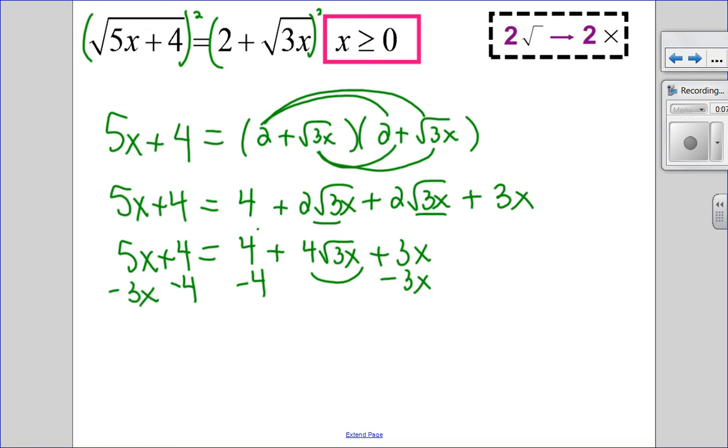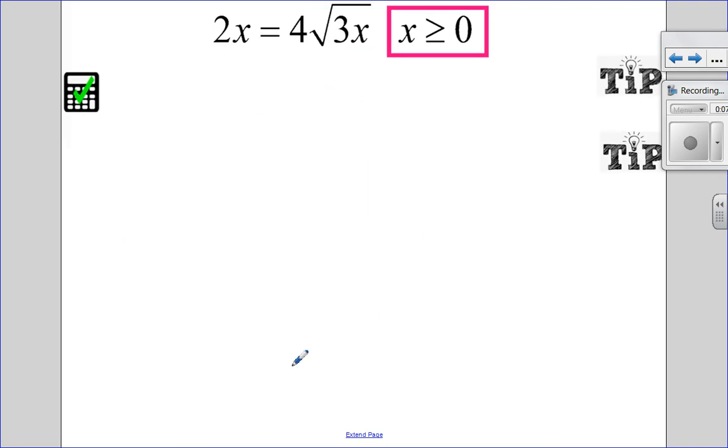So 4 take away 4 is 0, 3x take away 3x is 0. I'm left with just 4 root 3x on that side. On the other side, I have 5x take away 3x is 2x, and 4 take away 4 is 0. Let me write that a little closer. So this is my new equation that I'm going to solve. So over here, I have my equation, still have that restriction where x is greater than or equal to 0.